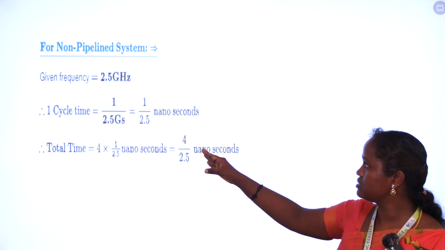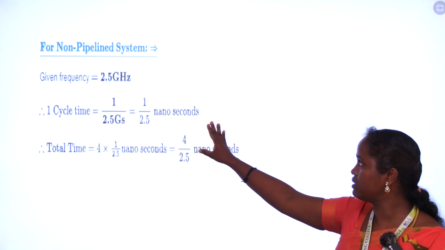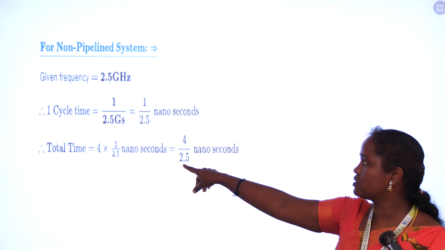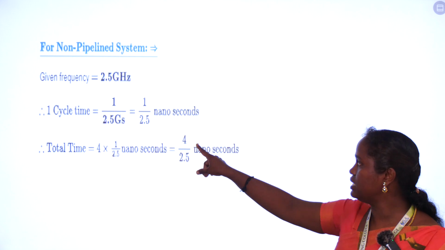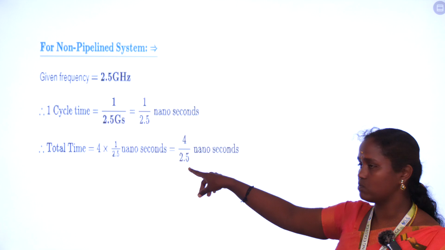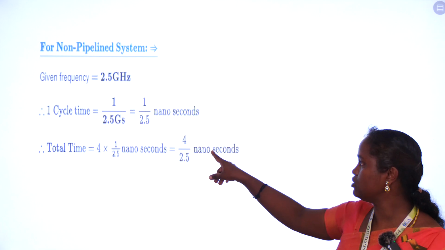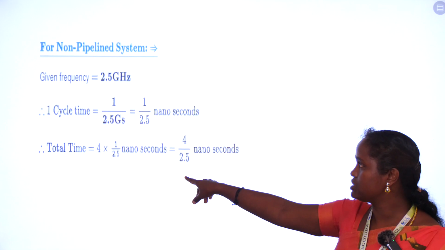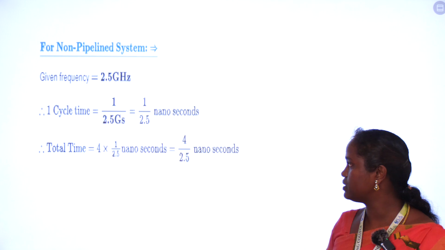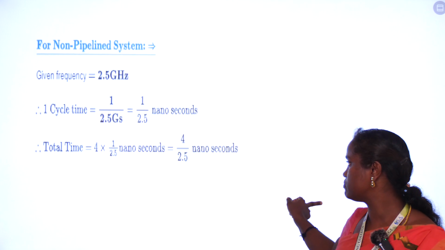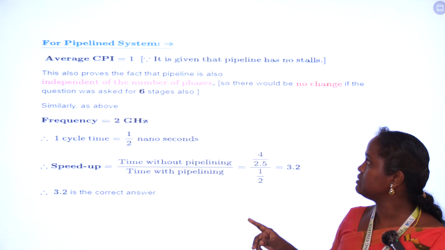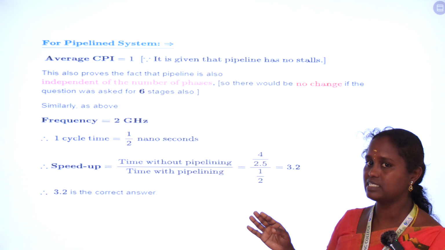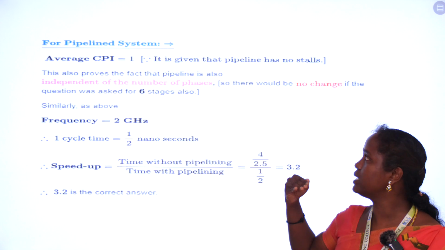In that, the frequency is 2.5 GHz. How to calculate the cycle time? One cycle time is 1 divided by the frequency, 1 by f, which is 1 by 2.5 nanoseconds. The total time is 4 into 1 by 2.5 nanoseconds, which is 4 by 2.5 nanoseconds. Now we move to the pipeline system, because first we considered a non-pipeline system, and later it was upgraded to a pipeline system.